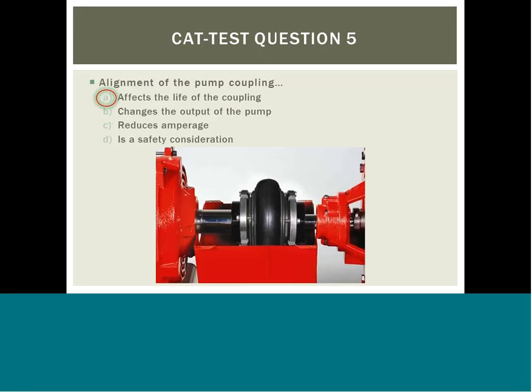Answer A is the best answer here because a misaligned coupling can cause excessive wear on the coupling, hence shortening the life of the coupling. Answers B, C, and D are not the correct answers because the primary purpose of couplings is to join two pieces of rotating equipment while permitting some degree of misalignment or end movement, or both. Pump output and amperage should not be affected, and safety should be gained by a shaft guard.